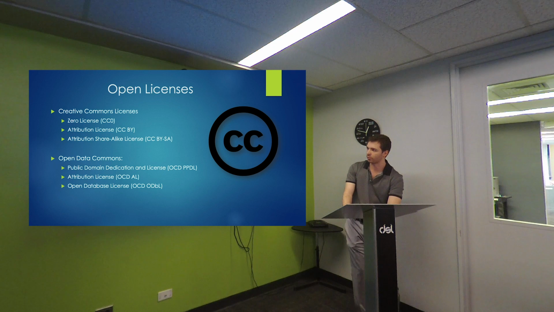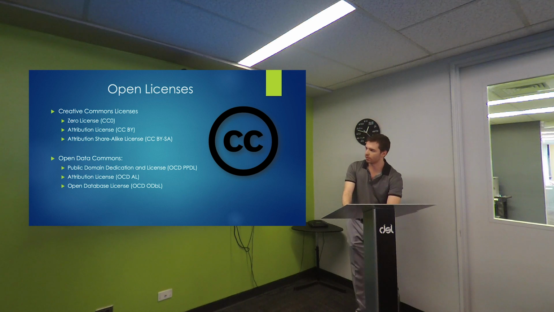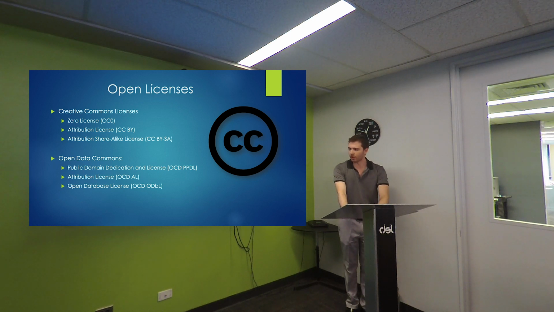And then there is the attribution share-alike, which means if they modify it and change it in any way, not only do they have to give you credit, but they also have to put the new product, whatever they've created, under the same license, so that anybody who takes their work and changes it also has to put it under the license. So it's a never-ending chain of making open products available. Then we have the Open Data Commons licenses, which are also good licenses and are quite similar to Creative Commons.